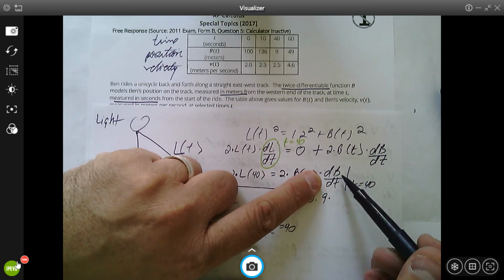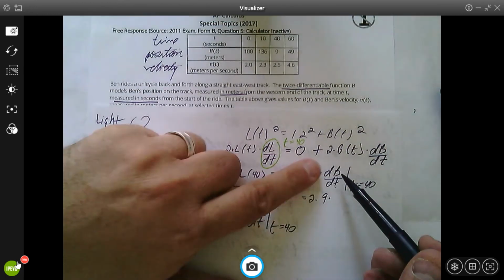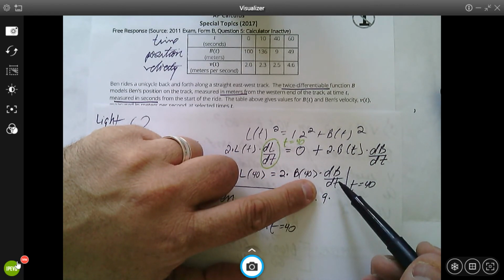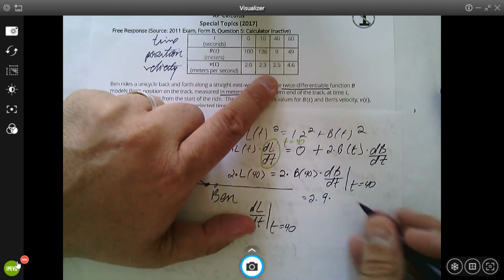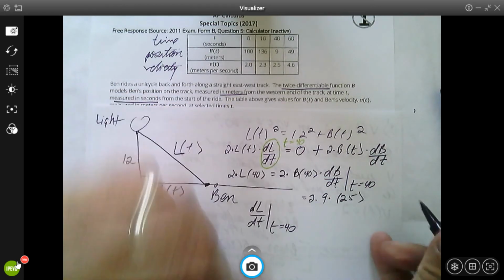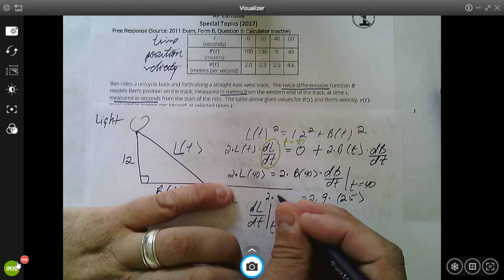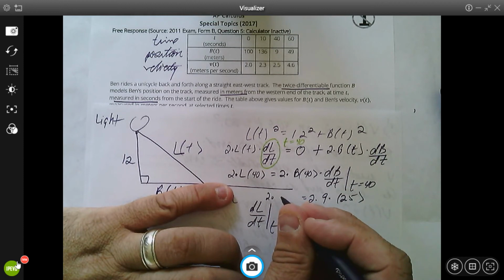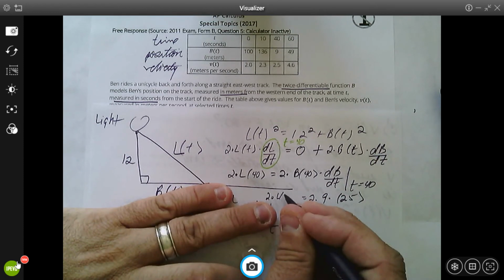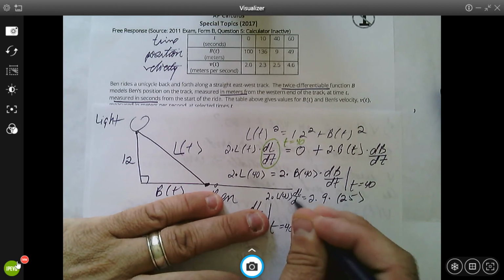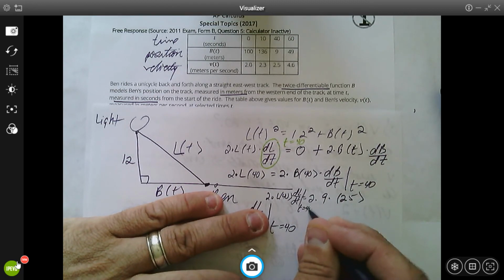What is that? Well, what was B? B is Ben's position. dB/dt is then the derivative of his position. That's his velocity at time 40, which is 2.5. Where we are now is we've got 2 times L(40). Oh, I just realized I made a mistake. Bummer. Times dL/dt at time t equals 40.